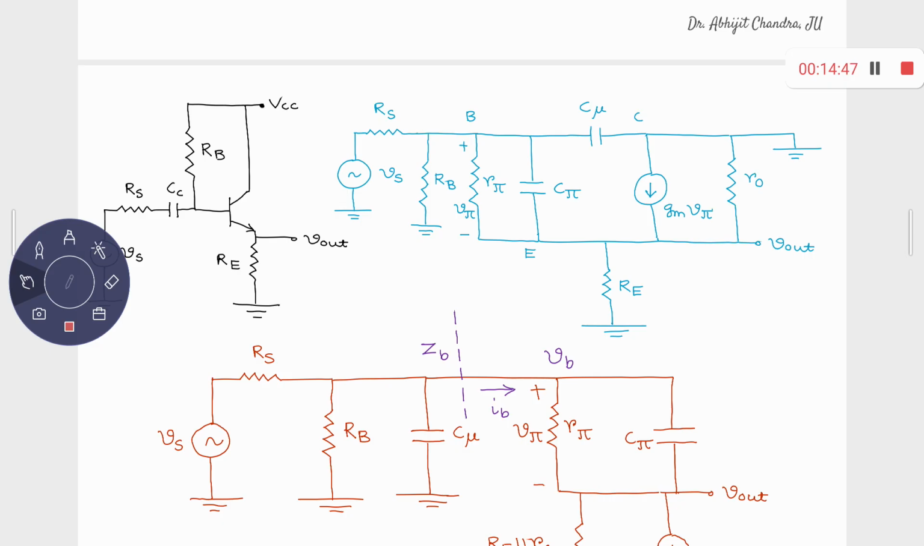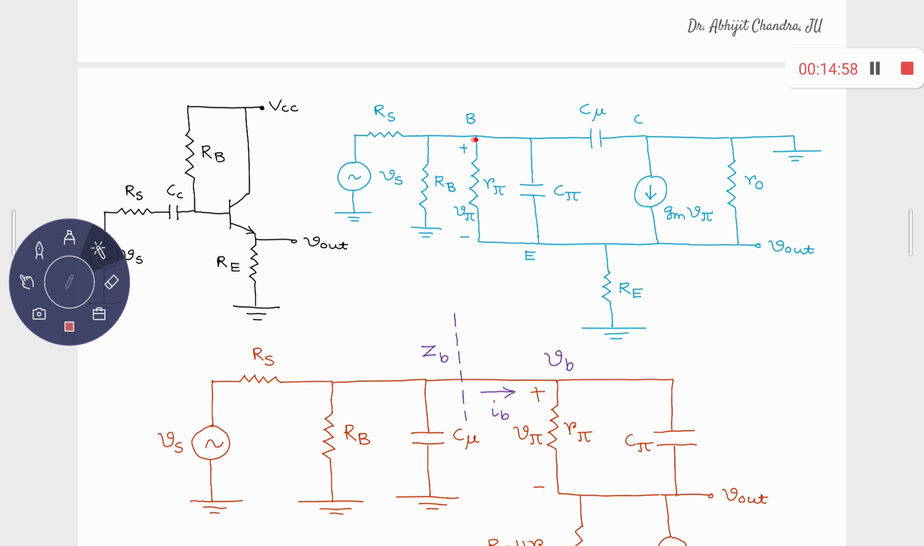Now, what is your input terminal here for a common collector? Base. Base is your input. What is the output terminal? Emitter. So this is your input terminal, and this is your output terminal, right? Is there any element between these two? C pi, R pi. You have C pi and R pi. So these two elements are basically making a connection between the input and the output for this common collector.